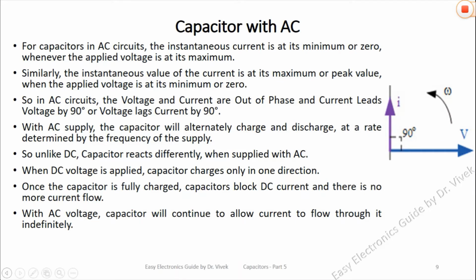For capacitors in AC circuits, the instantaneous current is minimum or 0 whenever the applied voltage is maximum. Similarly, the instantaneous value of the current is maximum when the applied voltage is minimum or 0. So in AC circuits, the voltage and current are out of phase and current leads the voltage by 90° or voltage lags current by 90°. With AC supply, the capacitor will alternately charge and discharge at a rate that is determined by the frequency of the supply.